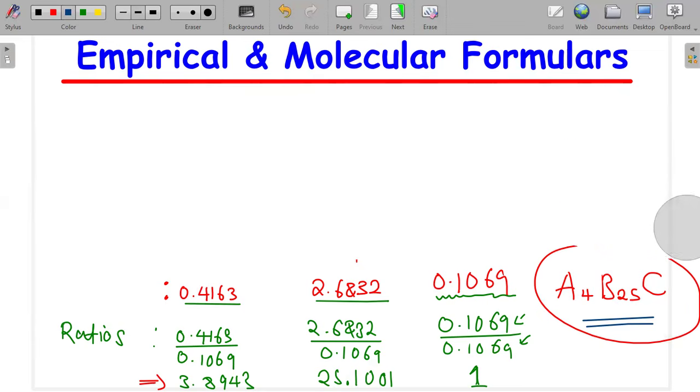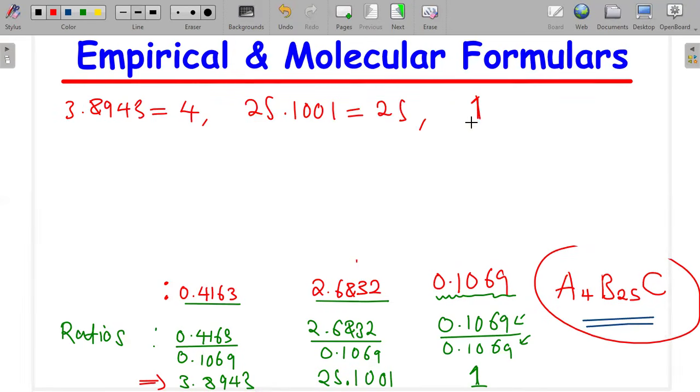You can see those numbers that I found there. This was 3.8943, and I rounded it off to 4. This one was 25.1001, and I rounded it off to 25. And this one is just a whole number, so there's no need to round it off. There are specific times when you round off, and other times you can't. Instead, you're going to look for a number such that when you multiply all the ratios, it gives you a number that you can round off, or a whole number.